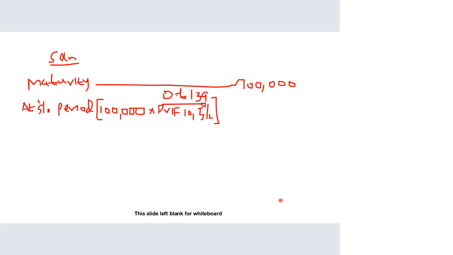Okay, I think we can continue. I was saying that if you check from your table, the PVIF at 5% will give you 0.6139. And if we multiply this by 100,000, then this will give us 61,390.